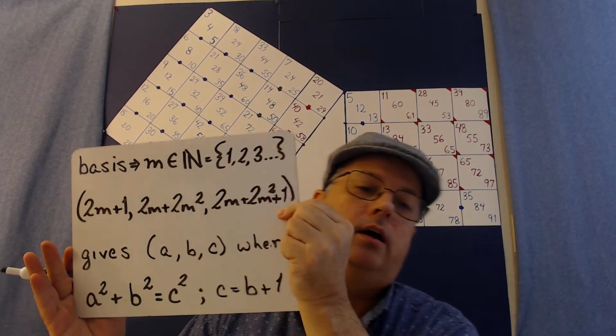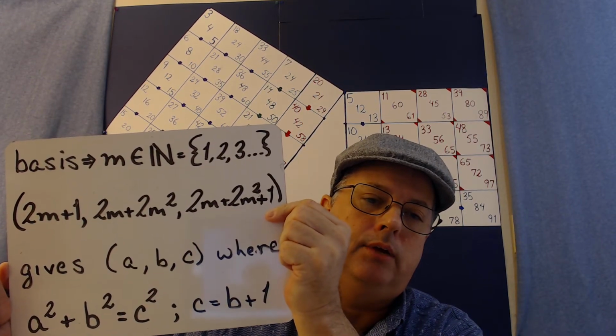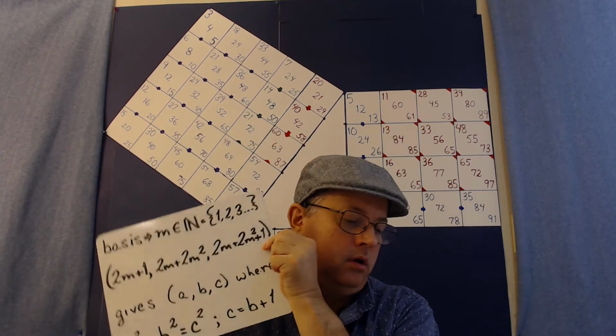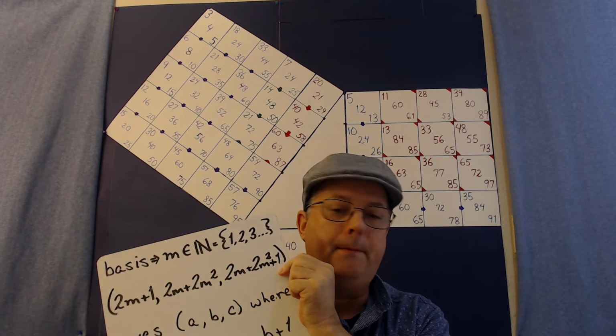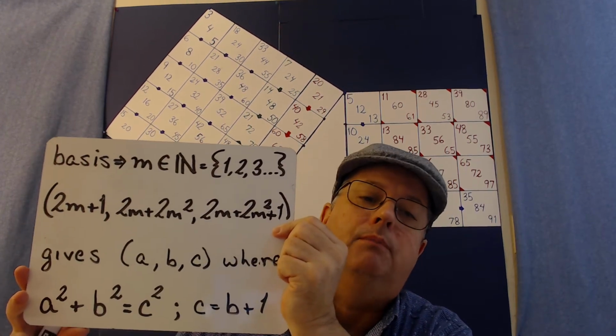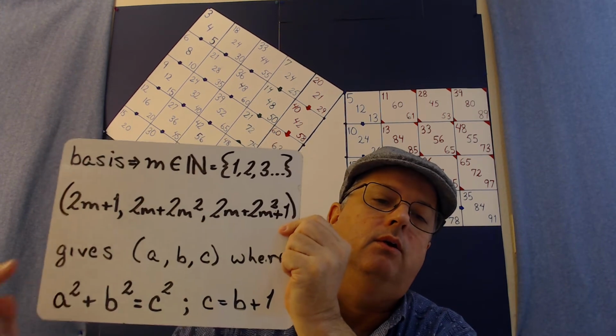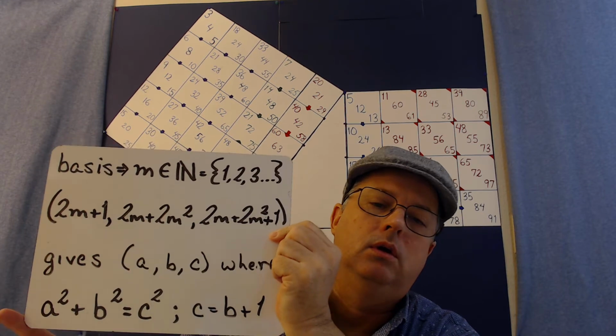All right, so what we just need to understand is that that middle expression, 2m plus 2m squared, is going to give us an even number, like the 4 and the 12 and the 24. And what's more, it's also going to give us a multiple of 4. Okay, so how is this always going to be a multiple of 4? Well, let's examine.